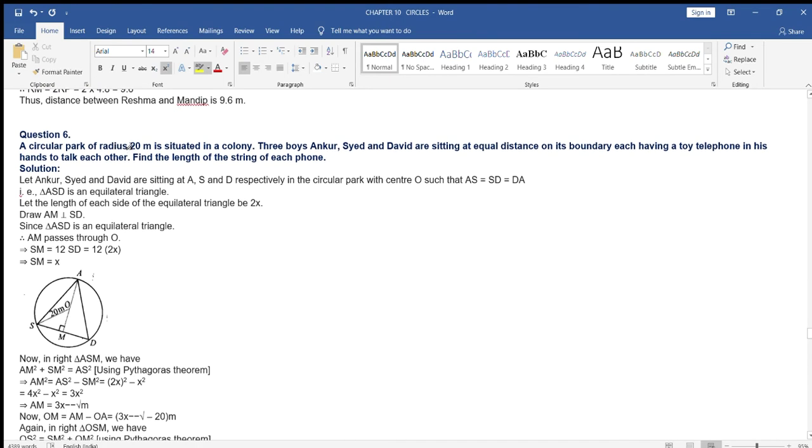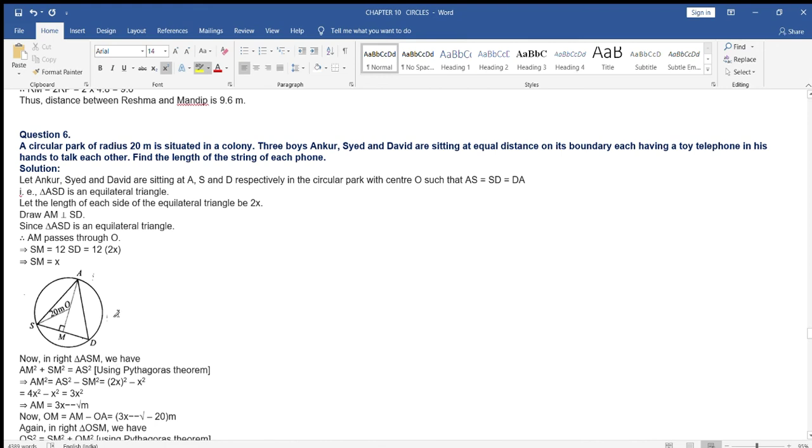The question is, a circular park is there, the radius is given to you as 20. 3 boys are there, Ankur, Syed and David. They are sitting at equal distance on the boundary. So distance means AS equals SD equals AD. They are having a toy telephone and they are talking to each other. We have to find the length of each string of the phone. So we have assumed according to their names A, S and D, and what is given to us is that AS equals SD equals AD.